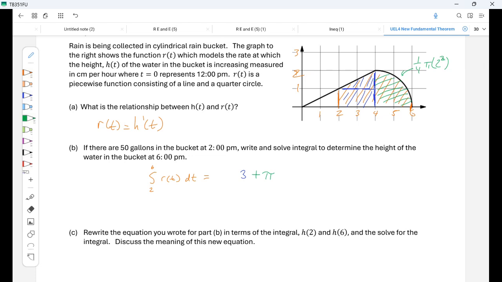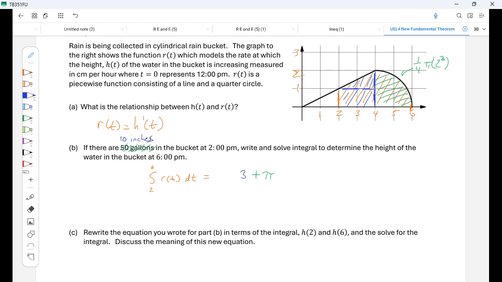So that integral does equal 3 plus pi. I definitely have a mislabel here. Let's change this, and let's make this say 10 inches. I don't know if I even caught this. Oh, 'cause it's the height. Right. Our function is inches, not gallons.